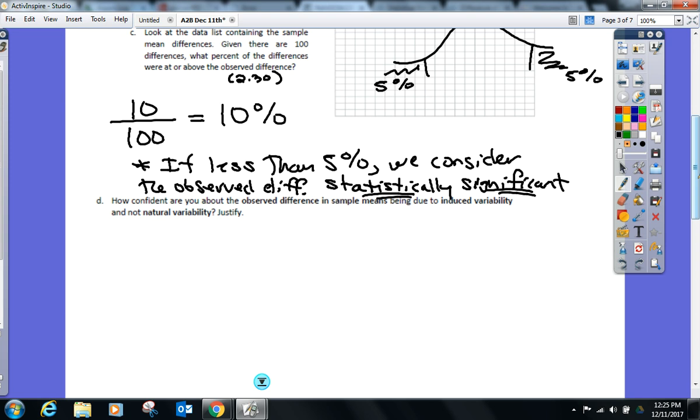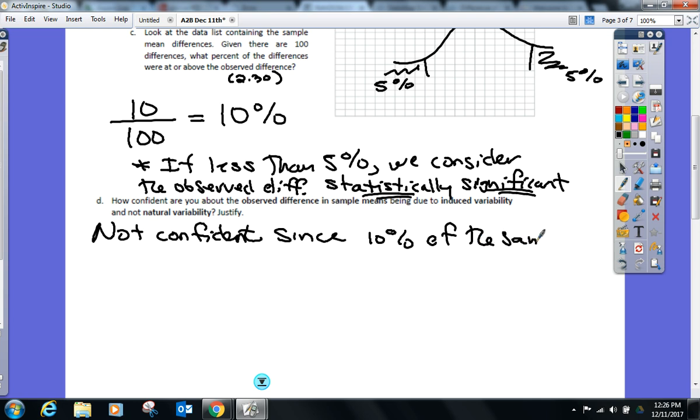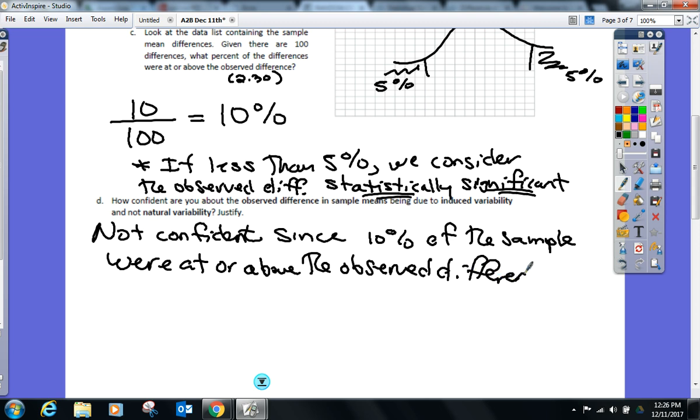How confident are we that it was induced? Meaning the treatment, meaning the nutrients. How confident are we? We're 100% confident? Okay, so we're not confident, since 10% of the sample were at or above the observed difference. And what's our cutoff again, guys? 5%. If it was 5%, then we'd be confident it was by the treatment and not just natural causes. Perfect.